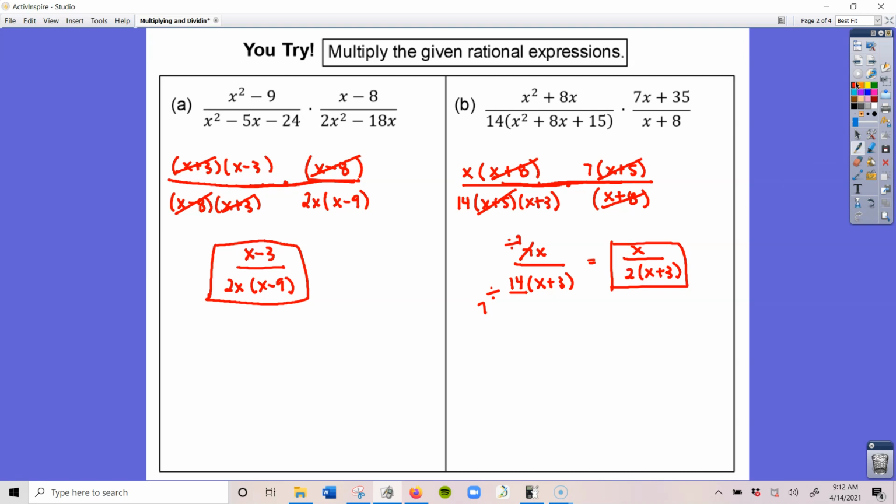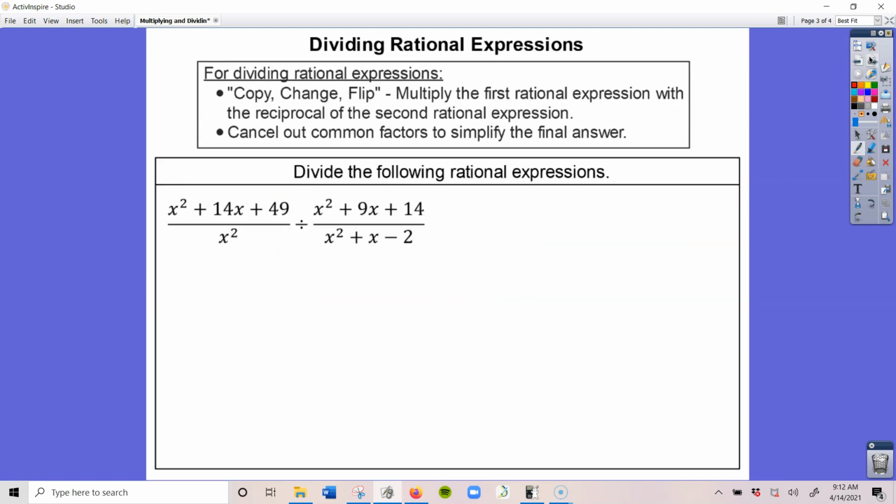Now let's look at division. And division is very similar to multiplication. The only thing is you have one additional step. When you're dividing fractions, most of you know it as copy, change, flip. And if you don't, that's fine.